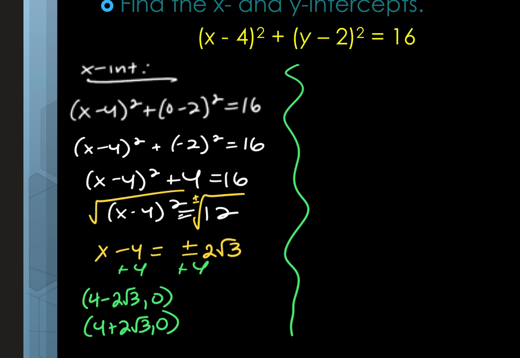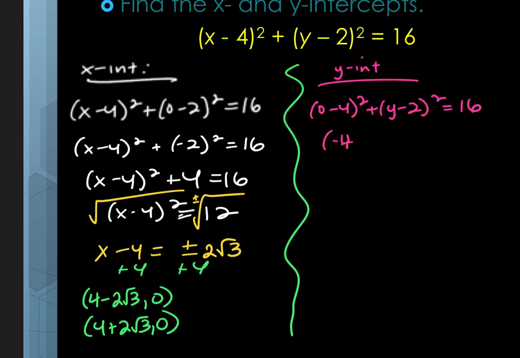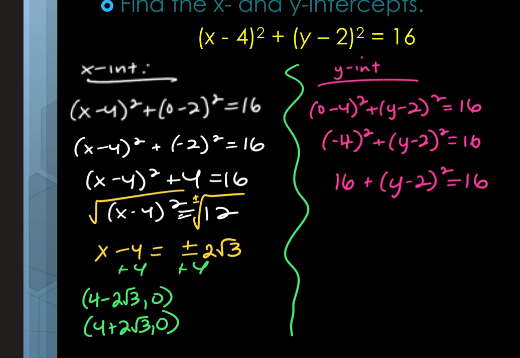Good so far? Okay, now I have to do the y-intercept. For the y-intercepts, I make x 0. So 0 minus 4 squared plus y minus 2 squared equals 16. Negative 4 squared plus y minus 2 squared equals 16. 16 plus y minus 2 squared equals 16. Subtract the 16 from both sides, and I get y minus 2 squared equals 0.